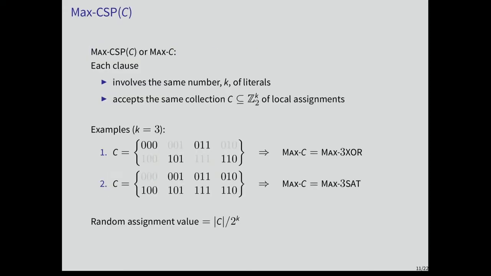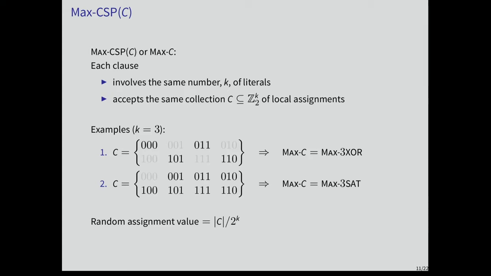For now, first, I need to define the problem more formally. We are going to consider constraint satisfaction problems where all constraints involve the same number k of variables. K is 3 in Max 3-XOR and Max 3-SAT, and each constraint accepts the same collection of local assignments. For example, if the predicate C is the set of all strings of even parity, then the max CSP problem is exactly Max 3-XOR that I showed you earlier.